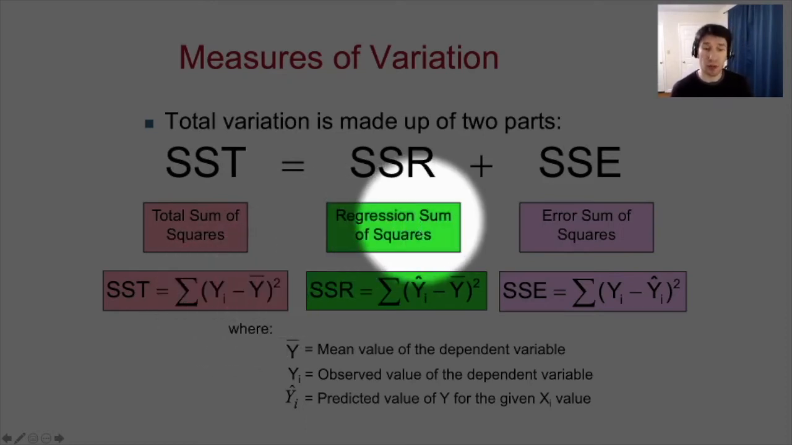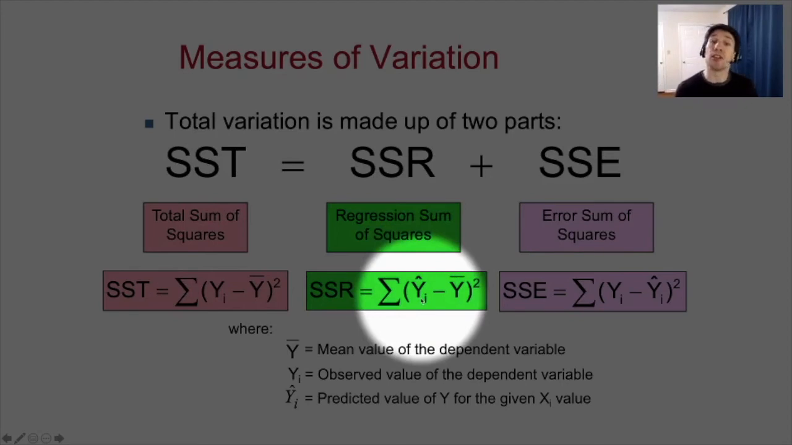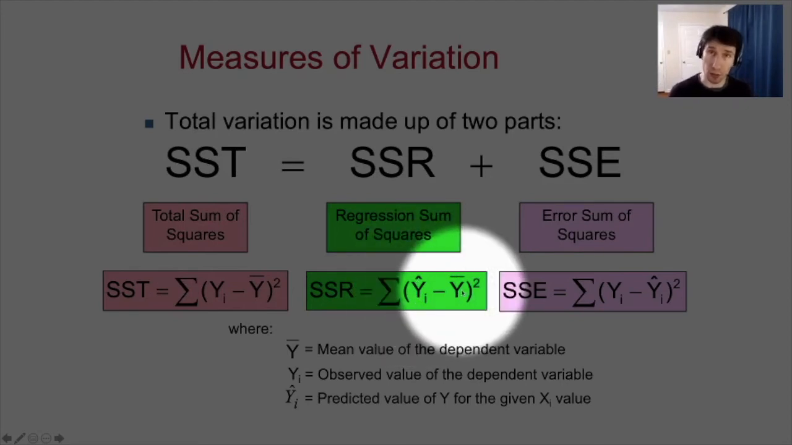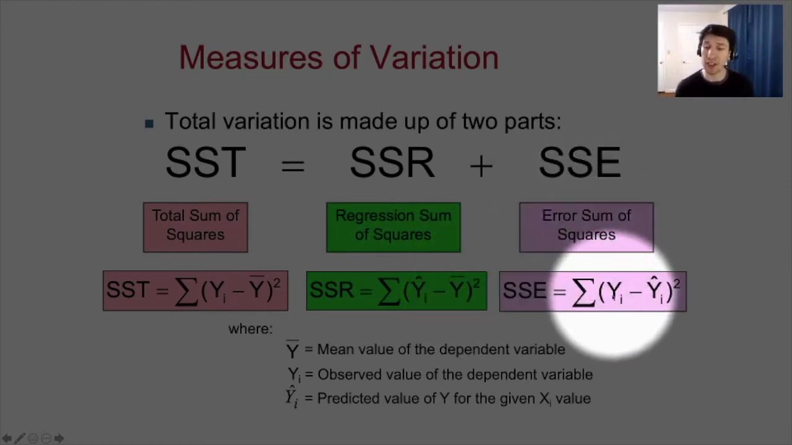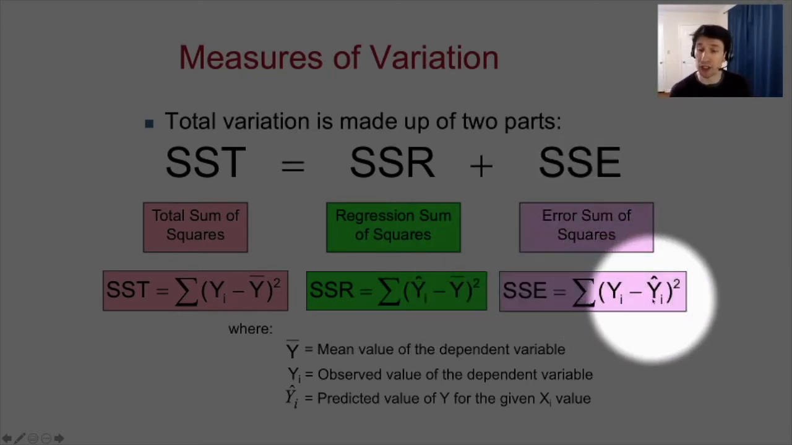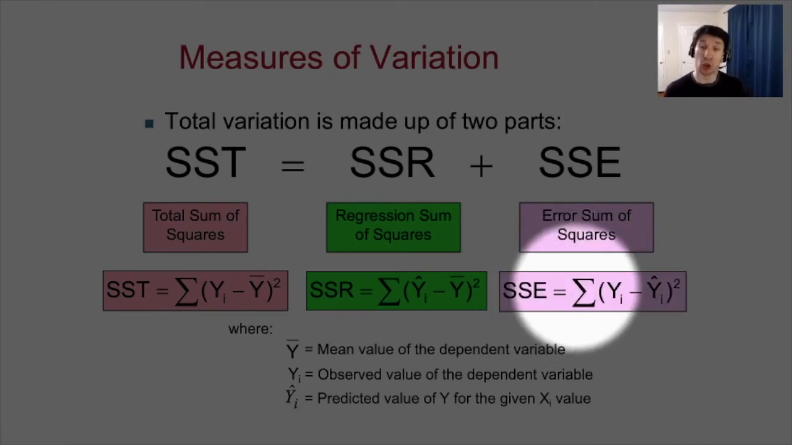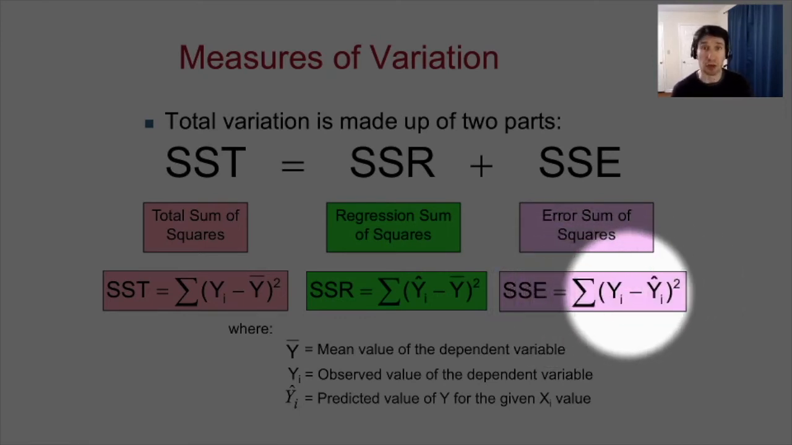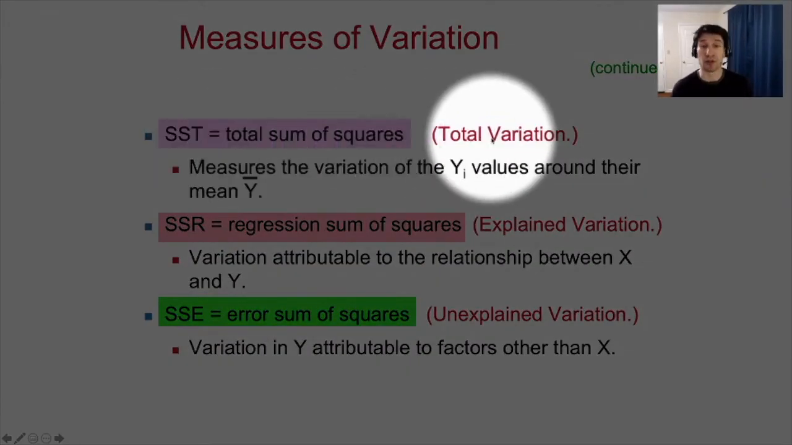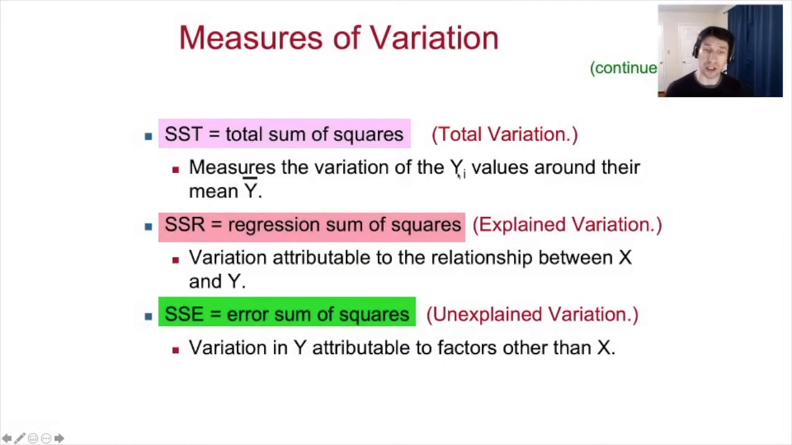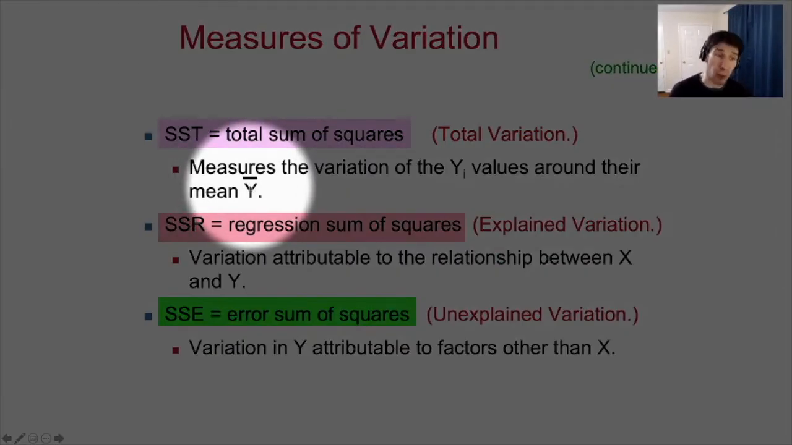Regression sum of squares is the distance between the predicted y's and the mean of the y, squared. And the error sum of squares is the difference between the actual y's and the predicted y's, squared. You already know this. This is what you minimize to get your regression line. So the total sum of squares is a measure of the total variation, and it measures the variation of the yi values around their mean y bar.